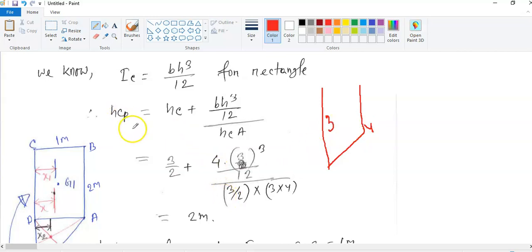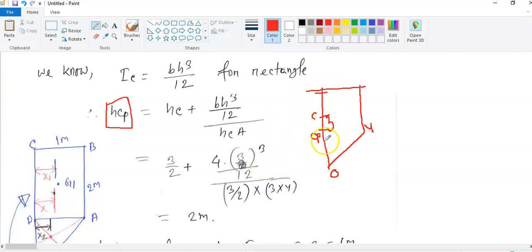So this is h_CP, the distance to the center of pressure. Here you got h_CP equal to 2 meters. That means the height from the top to the center of pressure, where CP is the center of pressure. So if we say this is the centroid, this is the center of pressure CP, and this is O. This total length is 3 meters.